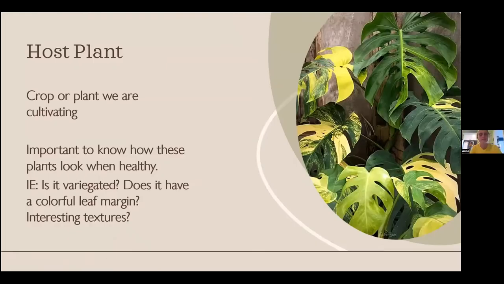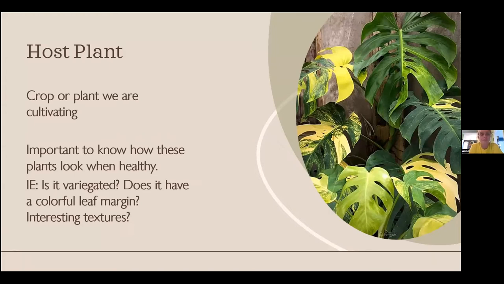Okay, first off, let's talk a little bit about the host plant and why that's important. That's the crop or the plant that we are trying to cultivate. It's important that you know what these plants look like when they're healthy. On that slide there, I've got a picture of a variegated monstera. Now, if you'd never seen a variegated plant before, you might be inclined to think, oh, that's diseased or it has some sort of problem. But really, that's what it's supposed to look like. And it's very expensive and sought after for that beautiful pattern of variegation. It's got holes in its leaves. You might panic over that too, but indeed, that's what that plant is supposed to look like.